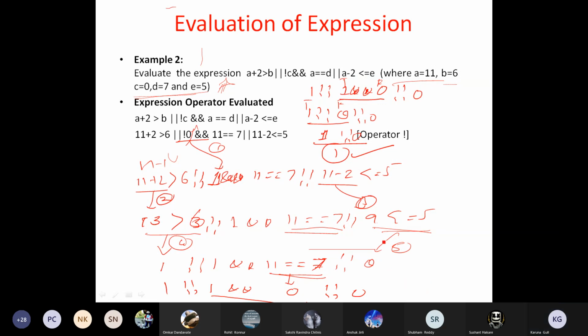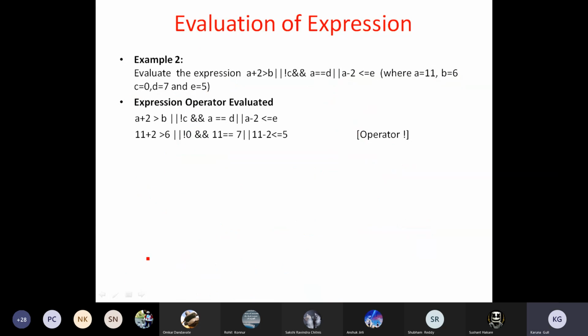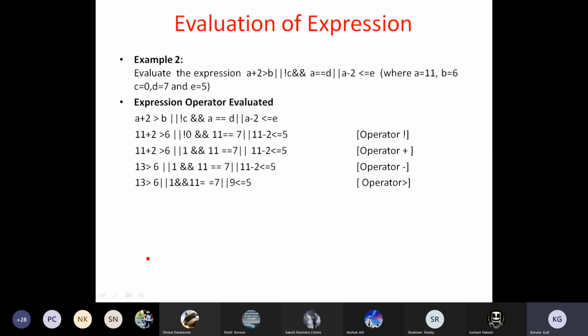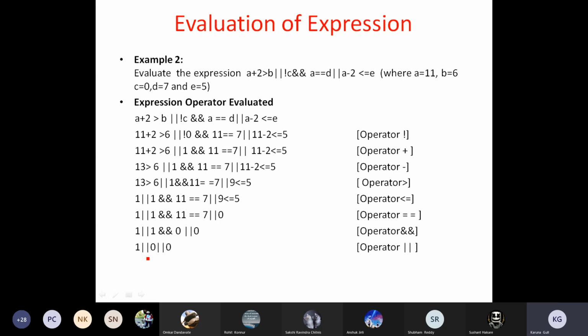Clear, students? So now you have to be perfect in the operators. This is how it is working. So now it is plus, then minus, how you people have carried out. And then greater than, then less than or equal to, then equal to, then you have the AND operator, then you have the OR operator, then the final OR operator, and you are going to get the result as 1. This is how you can get the answer for this. Clear?